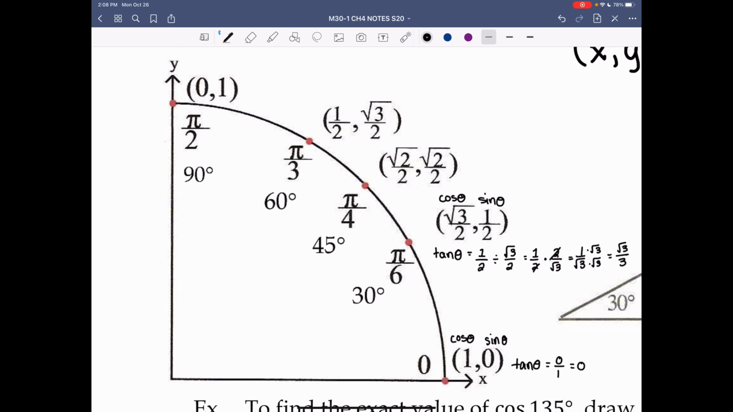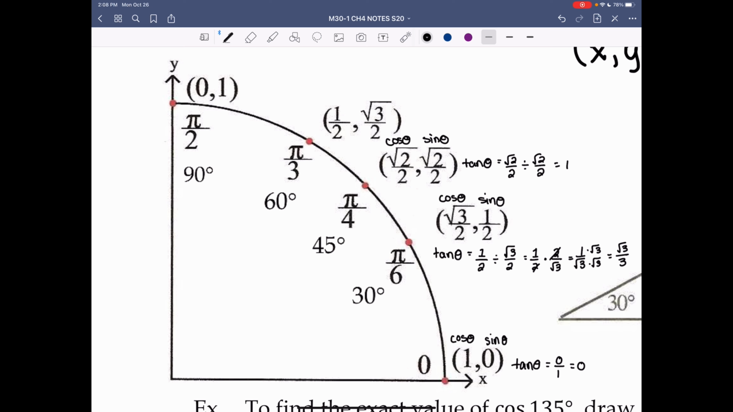At theta equals 45 degrees or pi over 4 radians, cos theta is root 2 over 2 and sine theta is also root 2 over 2. Then tan theta would be root 2 over 2 divided by root 2 over 2. So we're taking a number and dividing it by itself. That would give us 1.